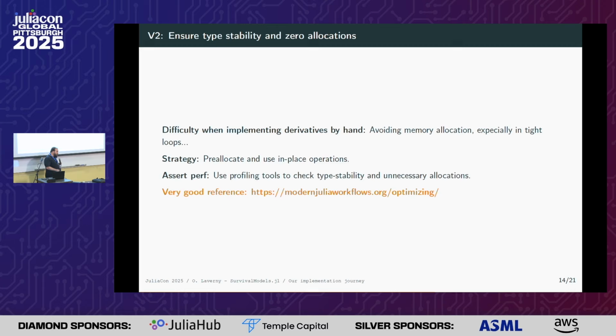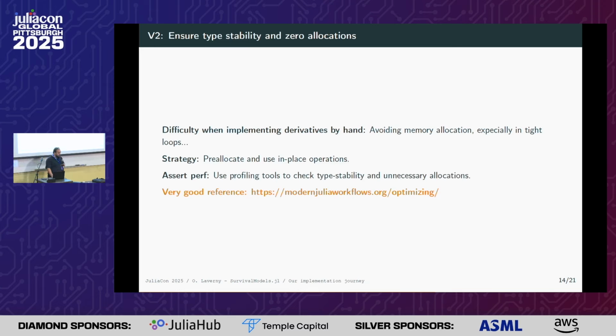Then I have a version 2, which is exactly the same, but where we tried to remove the type instability that we had. There wasn't that much, but mostly the allocations. And this comes from the fact that implementing the derivative by hand is not an easy task. So we had a lot of allocations in them. And the strategy is simply to pre-allocate those things and then fill them in place to be able to get the performance. And this is something that you might do for other codes too, and there are very good references online on how to do it.